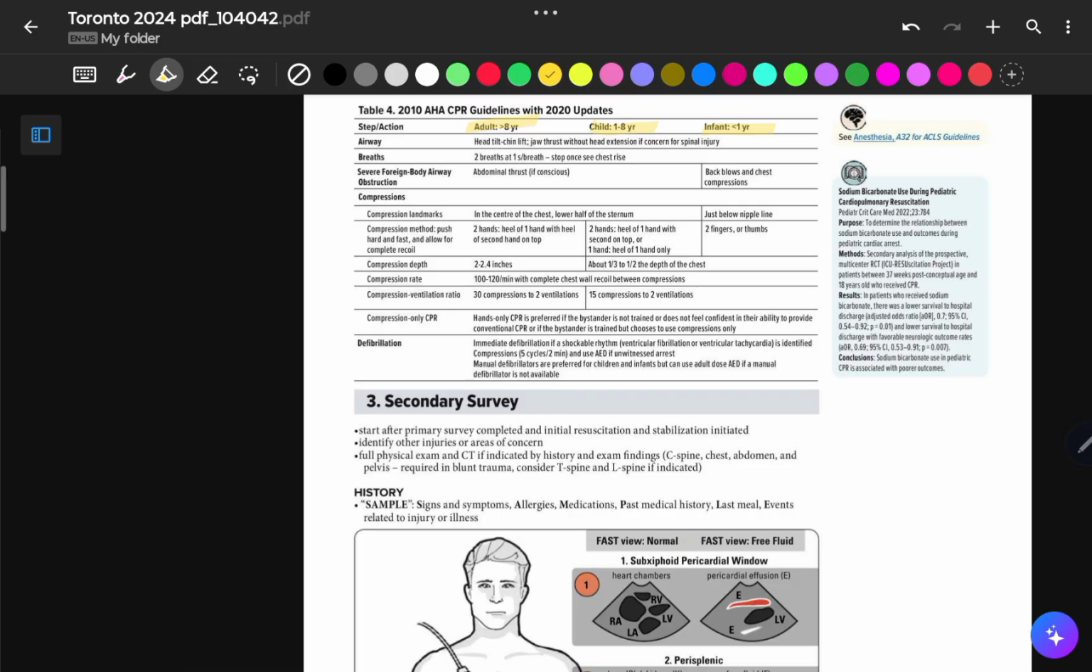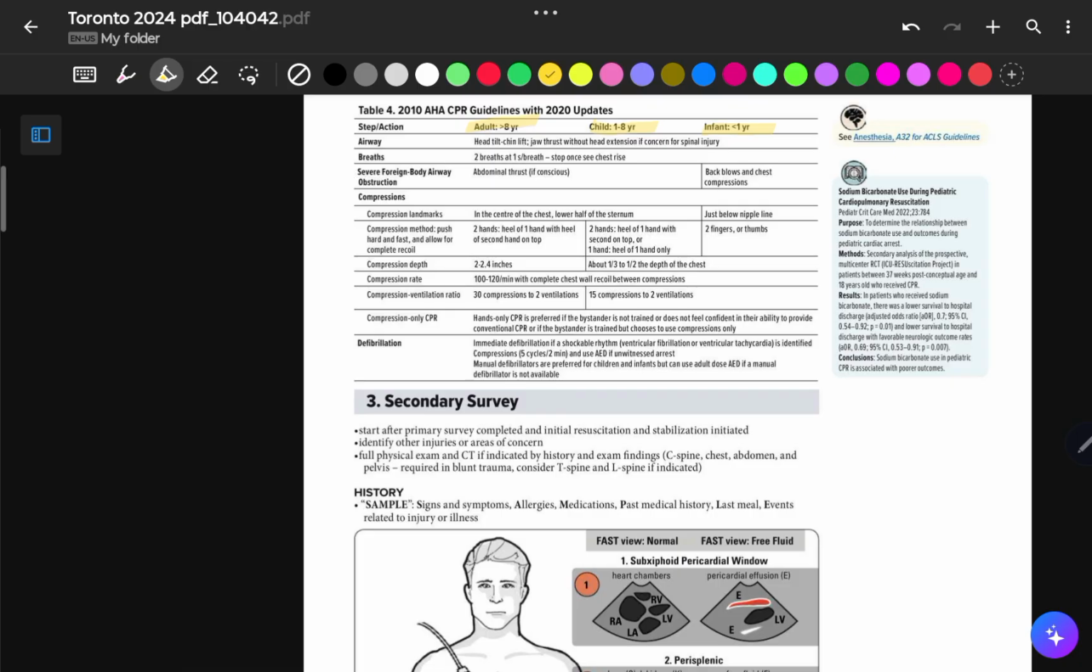So immediately as you are starting your ACLS principle, you're going to first call for help, and then you're trying to find, is the patient responsive? Say, hello sir, is this patient responsive? Not. You're quickly checking your pulse and your respiration at the same time. If no pulse, you're starting your compression.